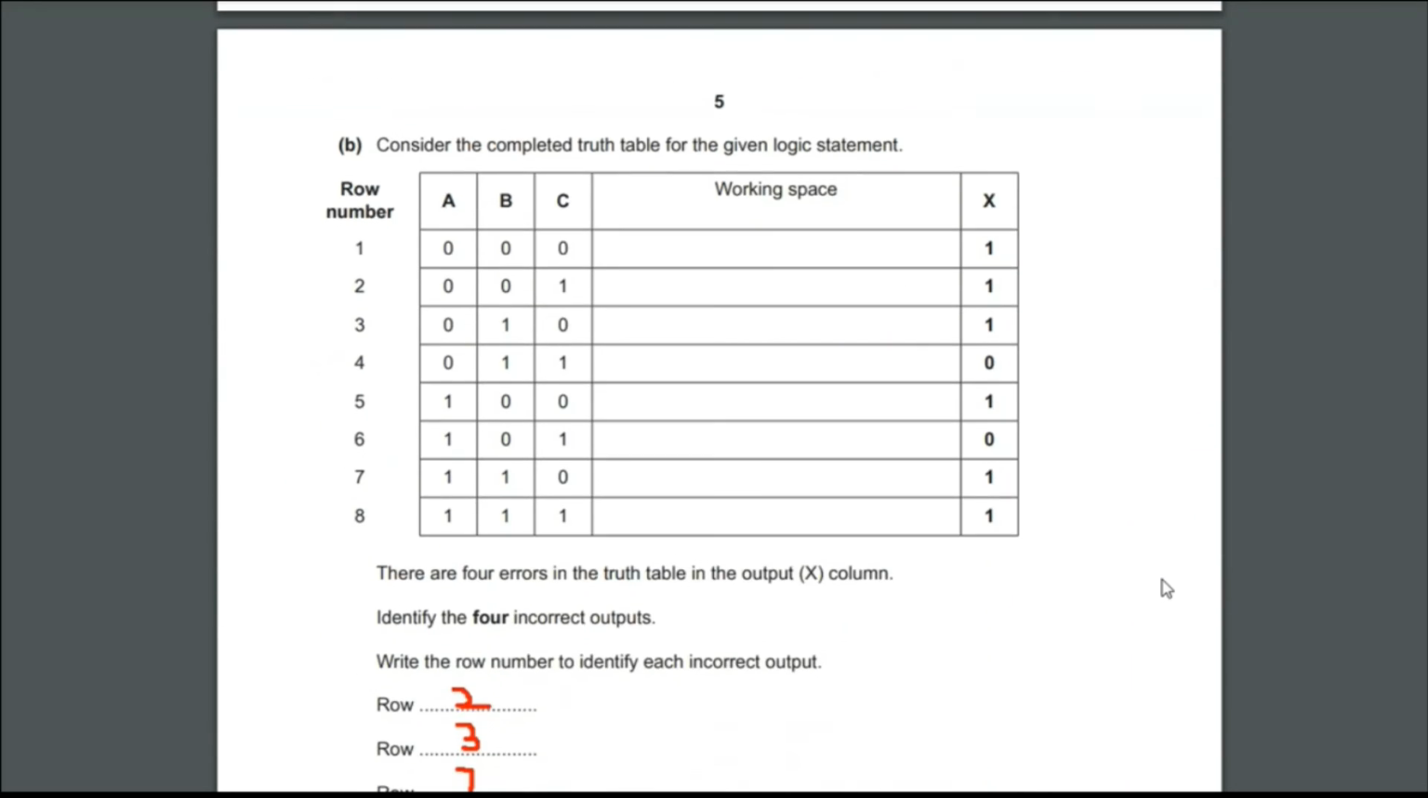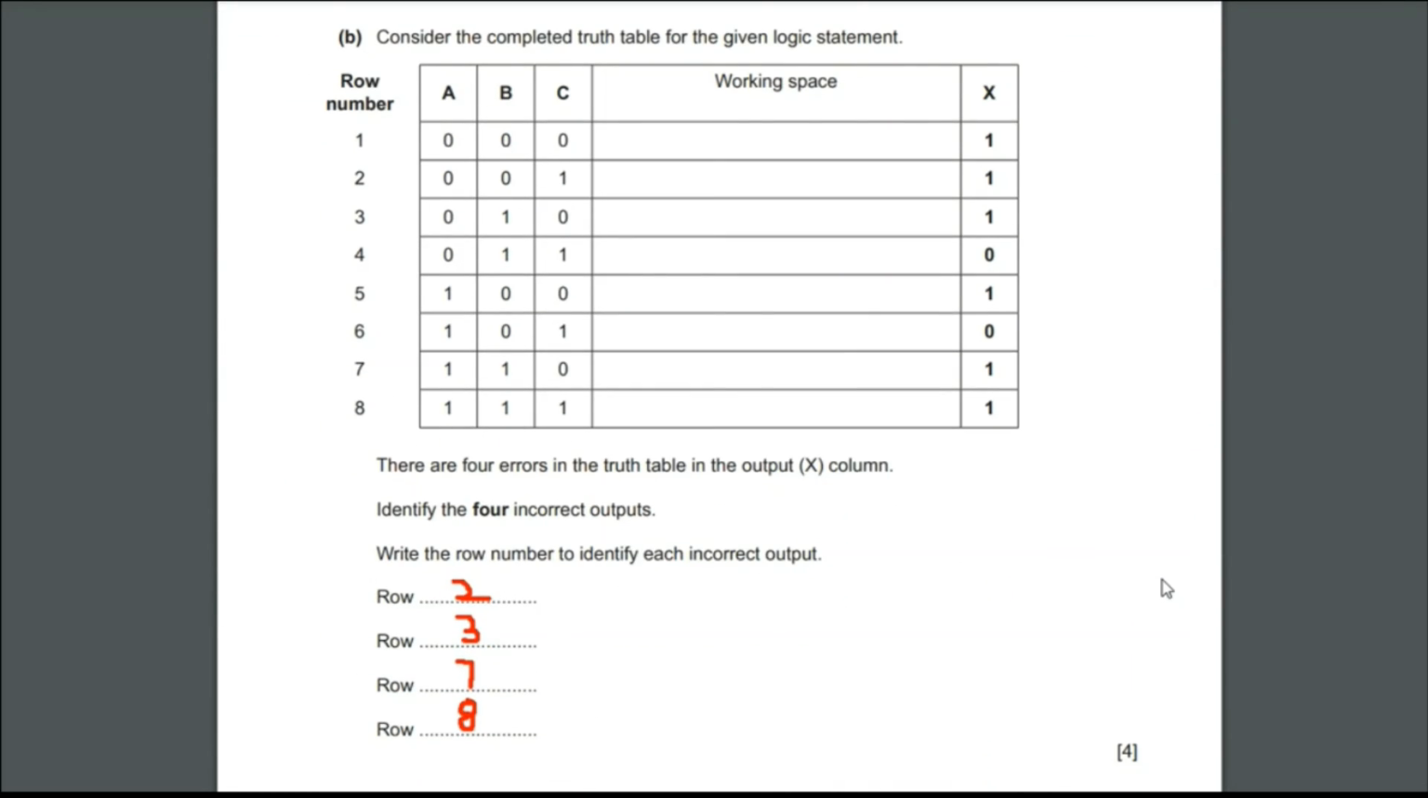So moving to the B subdivision: consider the completed truth table for the given logic statement. There are 4 errors in the truth table in the output X column. Identify the 4 incorrect outputs. Write the row number to identify each incorrect output. If you are going to do each and every one, it's going to take a lot of time. So I'll just tell you which rows are the incorrect ones. Row 2, row 3, row 7 and row 8 are the incorrect ones.